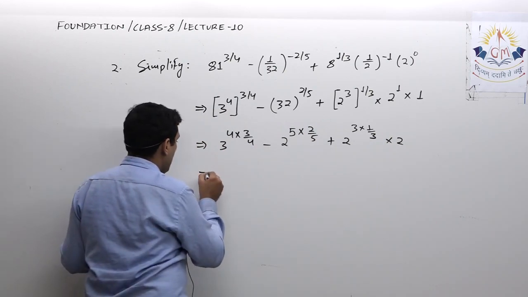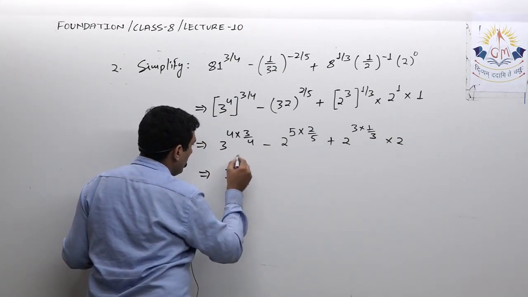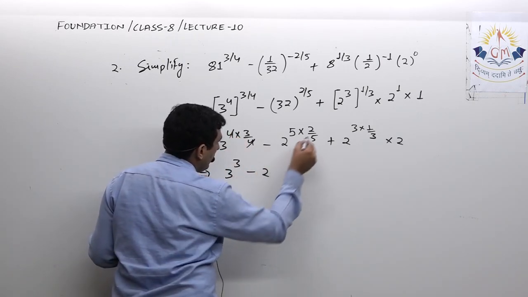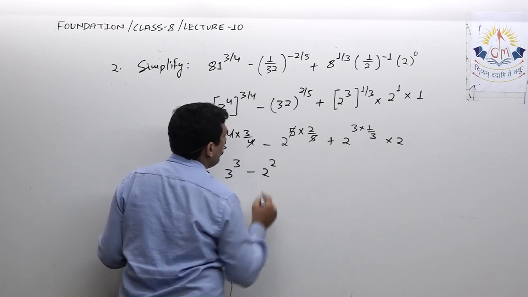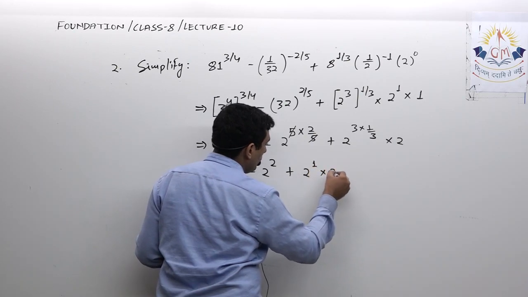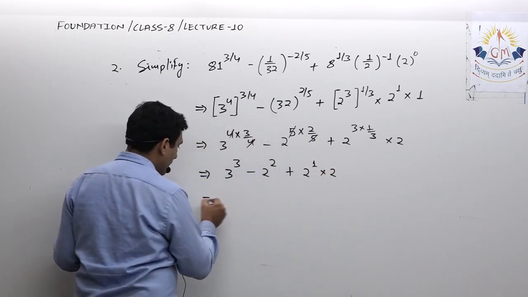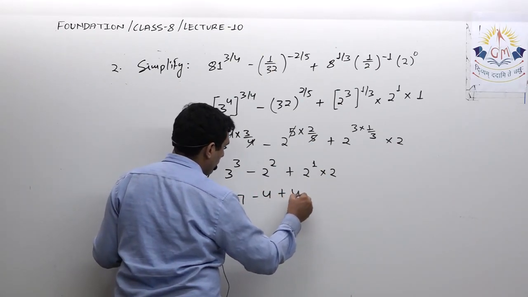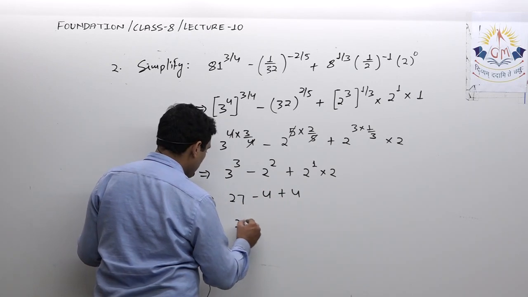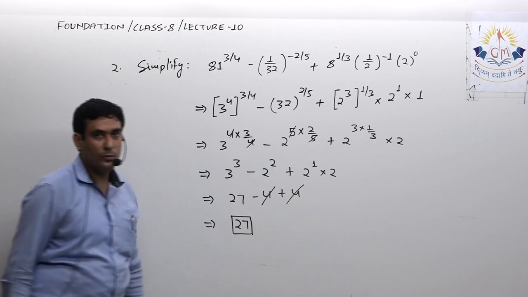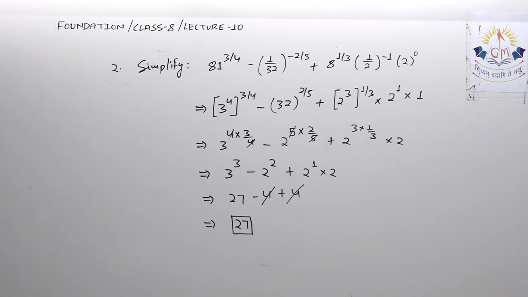Now this is 3 raised to 3 because 4 and 4 will cancel out, minus 2 raised to 2, 5 and 5 will cancel out, plus 2 raised to 1 into 2. Okay, so ultimately here it is 27 minus 4 plus 4. So my final answer will be 27. This plus 4 minus 4 will cancel out each other. So please note it down, then we'll see the next question.